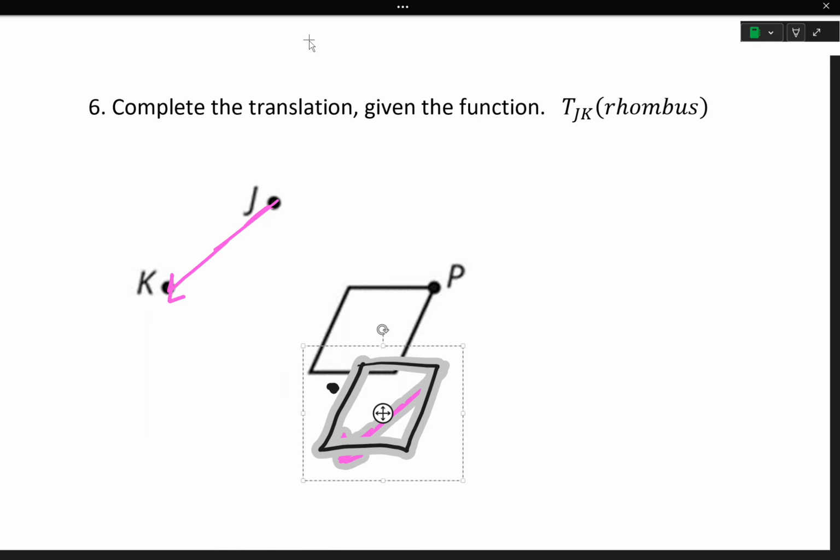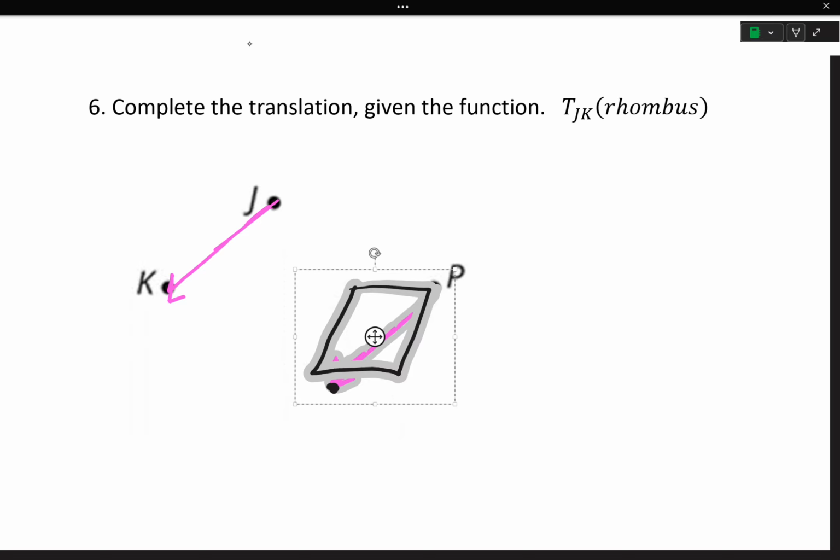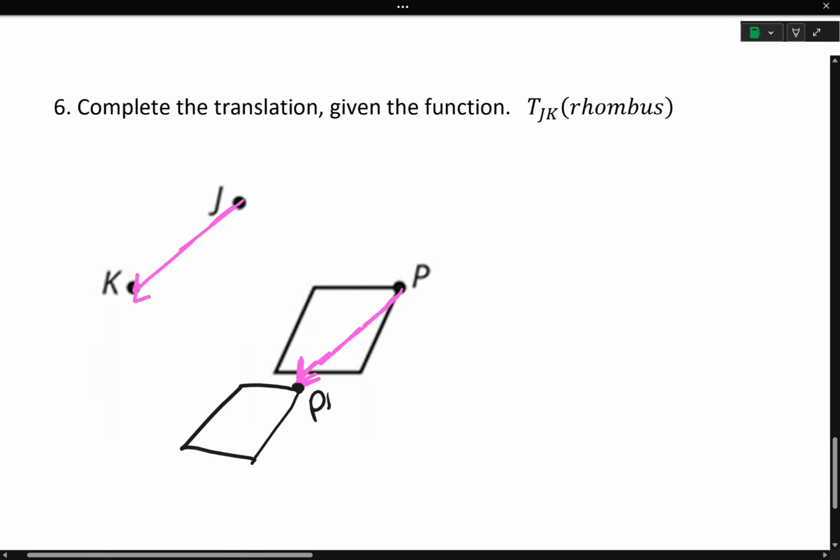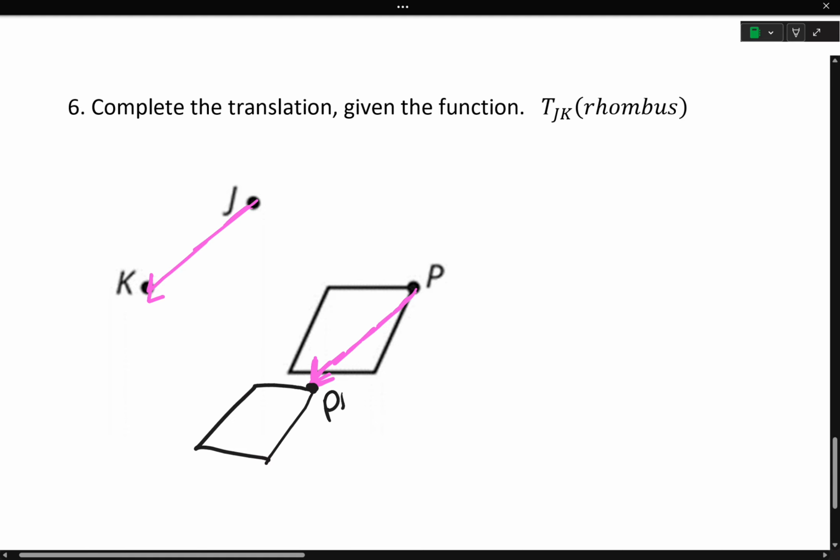Well, that didn't quite work. Magic of technology isn't working for me right now. I'm going to have to draw my own rhombus. My apologies ahead of time. Decent. Decent. We took our rhombus and we moved it down and to the left, just like JK.